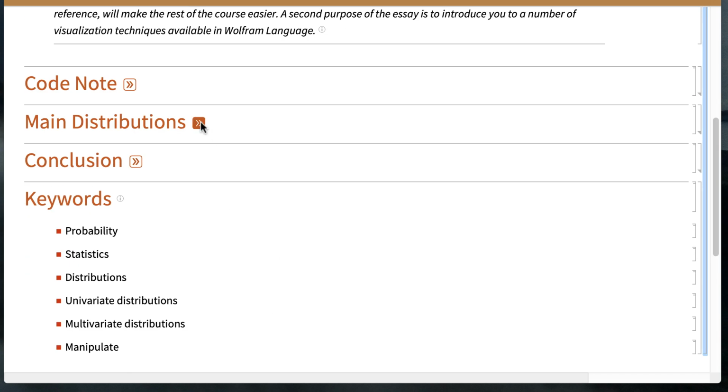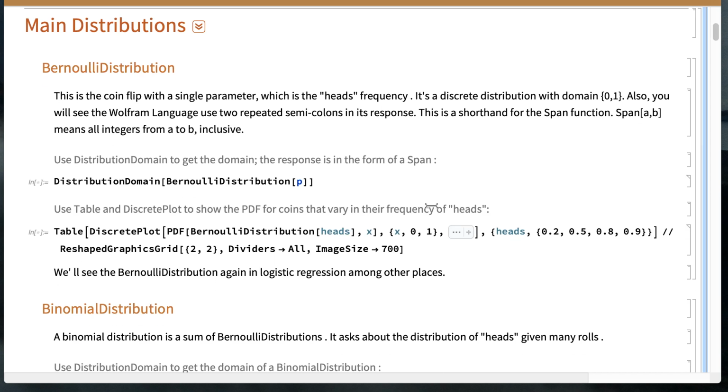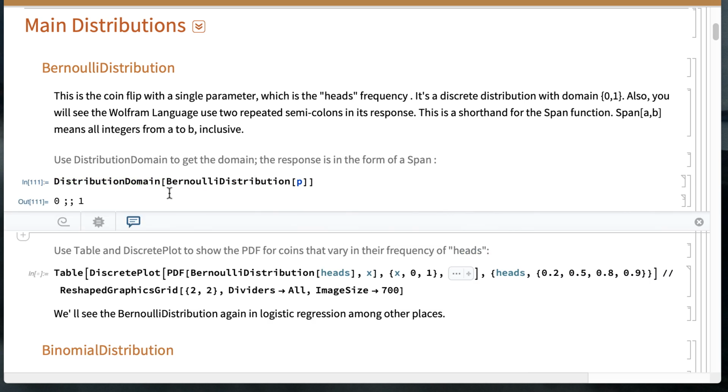All right, let's look at the main distributions we're going to be studying. The first is probably the simplest distribution, the Bernoulli distribution. It's basically modeling a coin flip, although you get to set whether it's a rigged coin or not. It can output a 0 or a 1. It has a single parameter p, which is the frequency that things come up with ones. And we can see what's the distribution domain of it. It's the span from 0 to 1. Span just means every integer in the span inclusive.